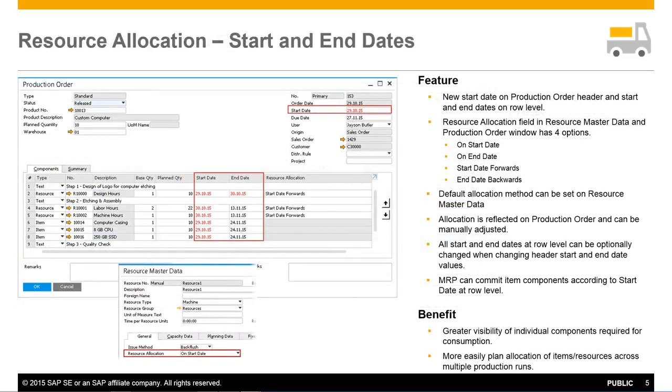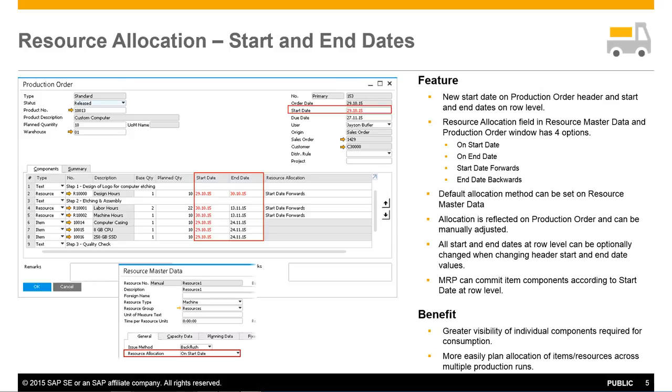The second update to the production module in version 9.2 is the introduction of a start date at the header level and row level dates. We can now define start and end dates for all components and resources in a production order. In earlier versions, it was only possible to define dates at the document header level, which means there was no option to earmark components and resources exactly on the date required.